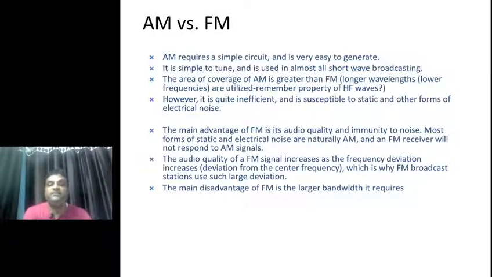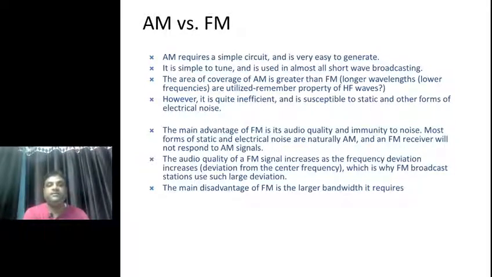Similarly, the main advantage of FM is its audio quality and immunity to noise. Most forms of static and electrical noise are naturally AM, and an FM receiver will not respond to AM signal. The audio quality of FM signal increases as the frequency deviation increases, which is why FM broadcast stations use such large deviation. The main disadvantage of FM signal is larger bandwidth.